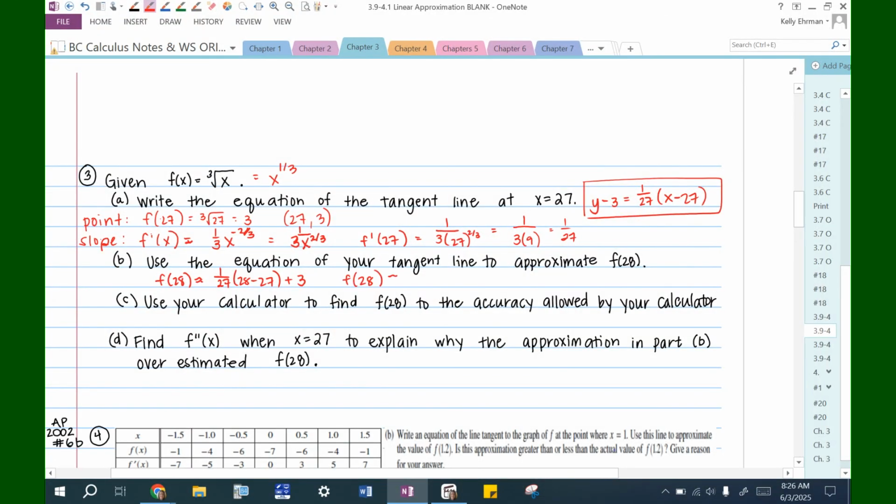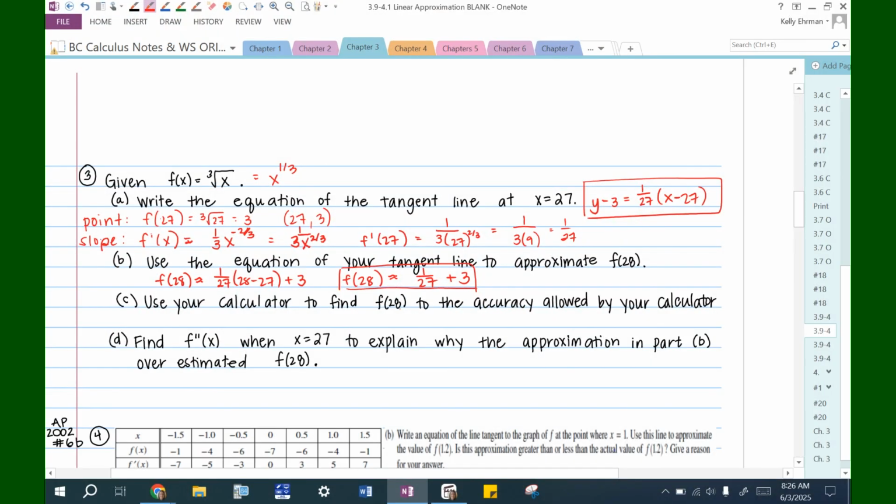You actually don't have to simplify on the non-calculator parts if you're doing free response. So this is 1/27 times 1 plus 3. I could leave it like that, 3 and 1/27. It is good to be able to do some of the math if they are giving us multiple choices where you need to put this together, but we can leave it like that.